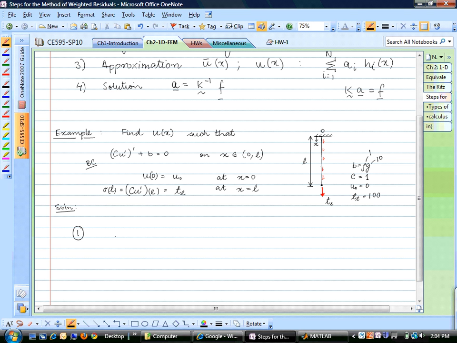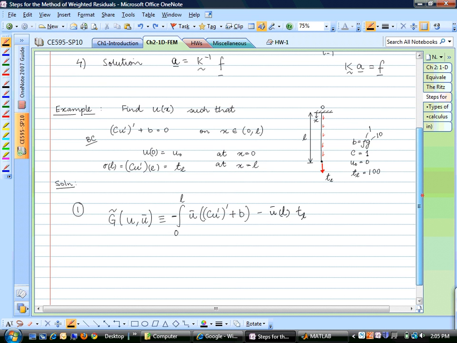We're going to take our differential equation and write it as G(u, ū), which is defined as the integral from 0 to L of ū times the differential equation. This is nothing but div s plus b multiplied with ū, and there's a negative sign here, minus ū at L and the traction at L. We are going to again neglect the traction at 0 because we are going to choose ū at 0 to be equal to 0 again. So this is the first step that we just talked about.